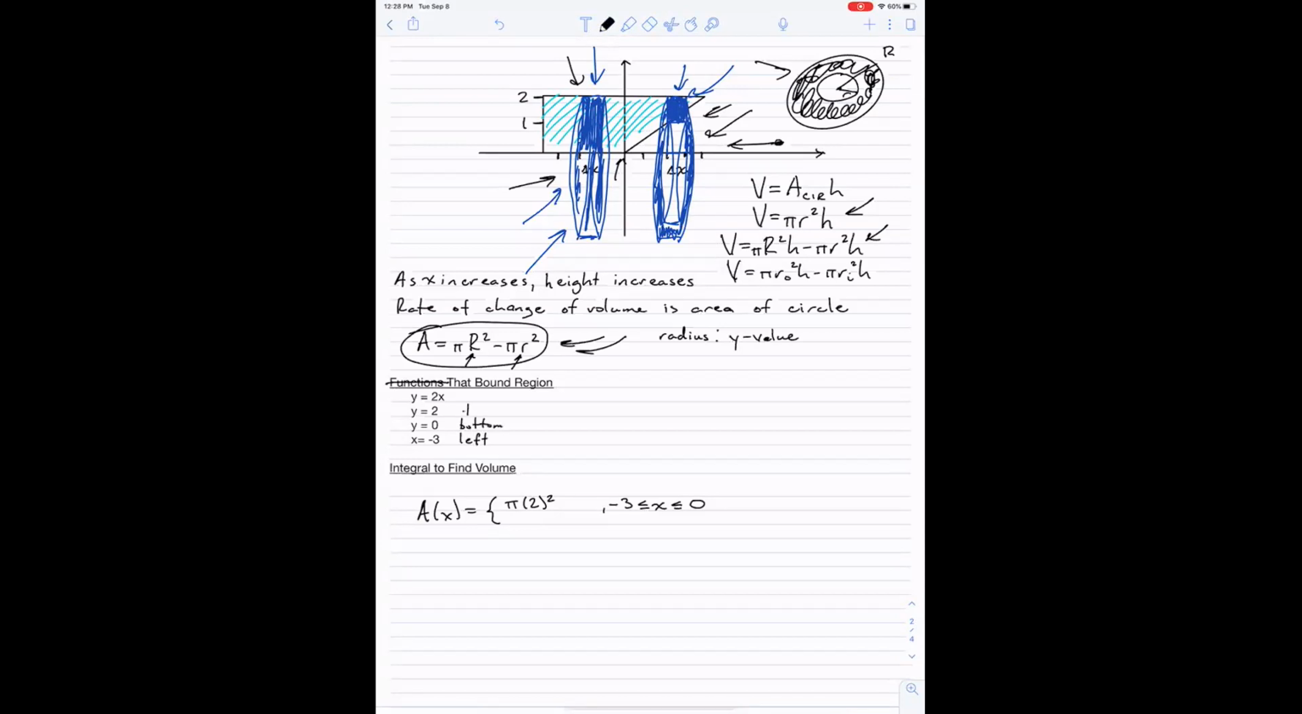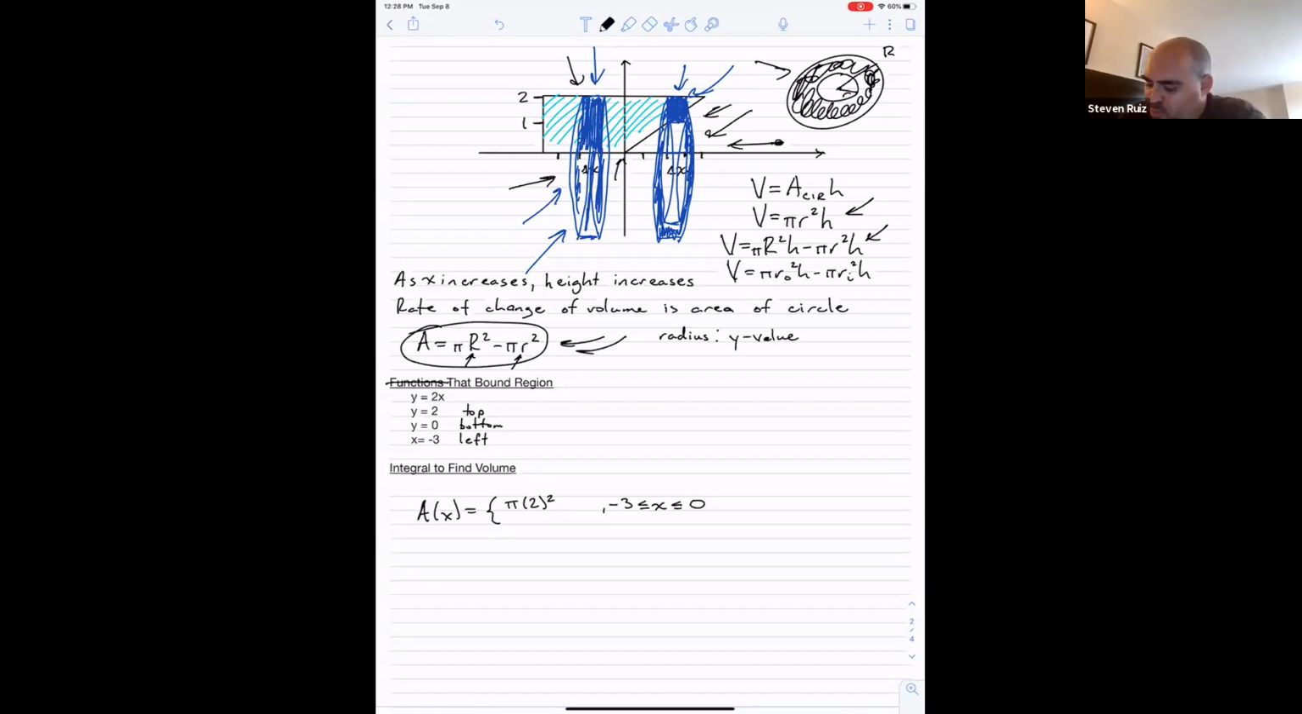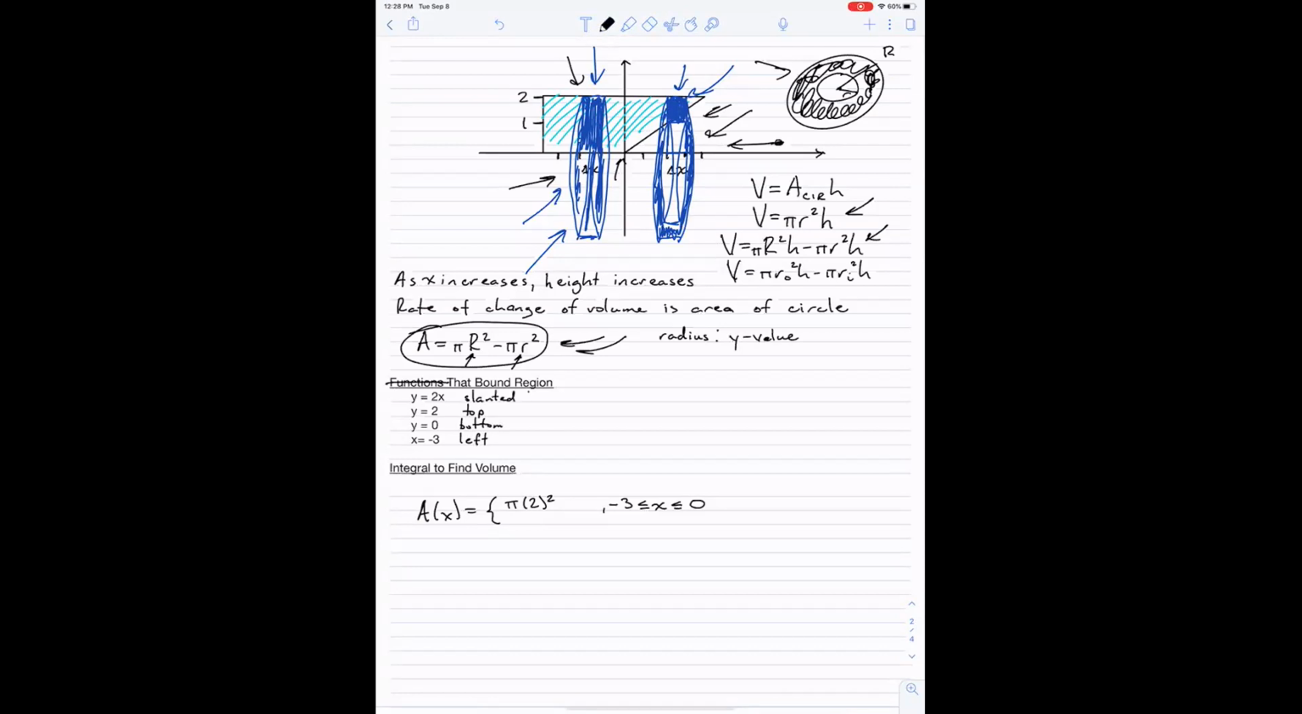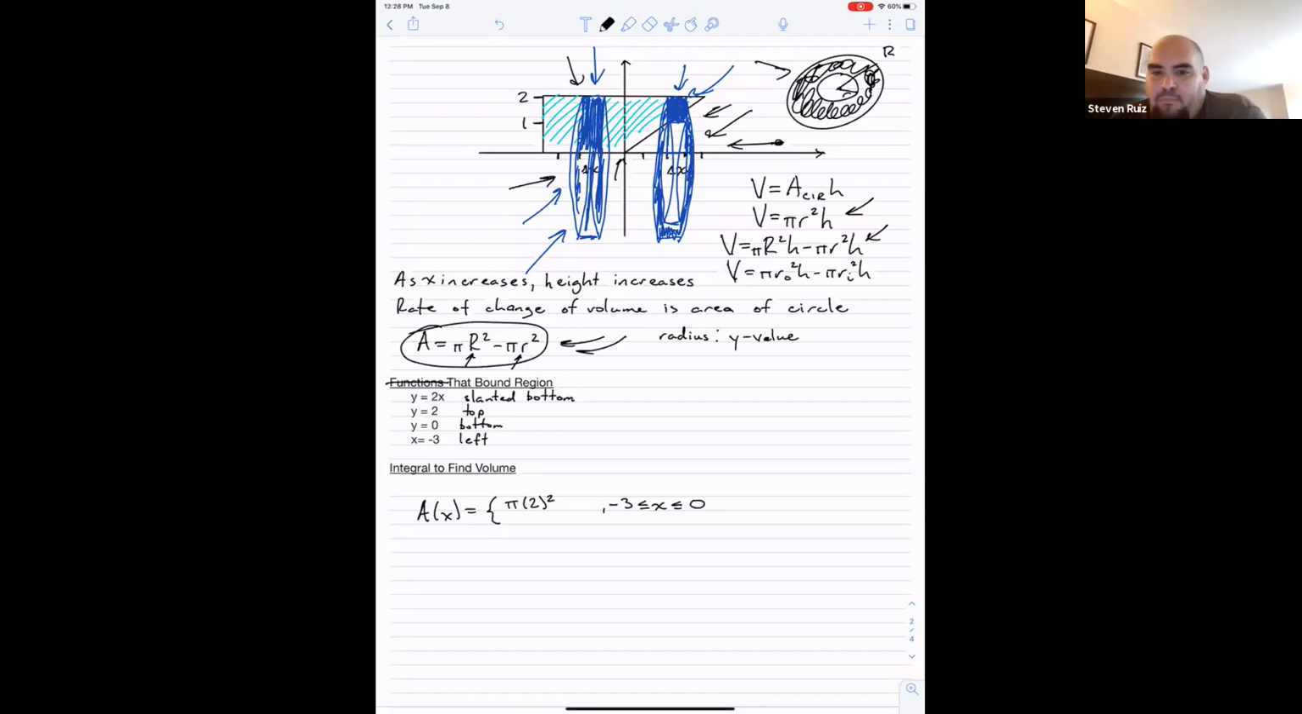Yeah, okay, good. And then this one, how can I describe that? Slanted bottom? Oh, okay. Yeah, that was simple. Okay, you see it now? Yeah.